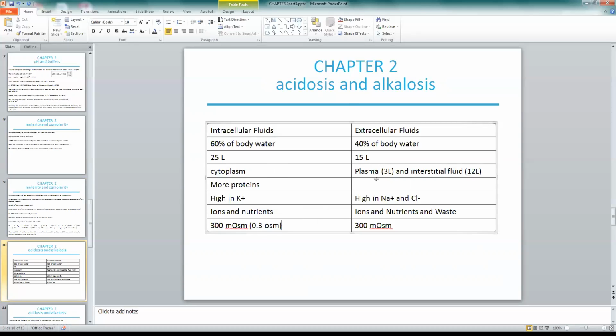And I could do the same thing for my extracellular fluids, recognizing that I've got both plasma and interstitial fluid. And that is going to be high in sodium and chloride, as well as ions, nutrients, and waste. And again, this should also have this 300 milliosmoles. And that's important because I want my cells to be isotonic. I'm not looking for hypertonic or hypotonic cells. That would signal distress. What I want is an isotonic solution.